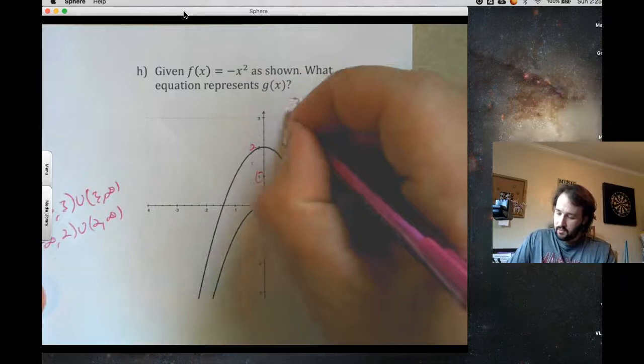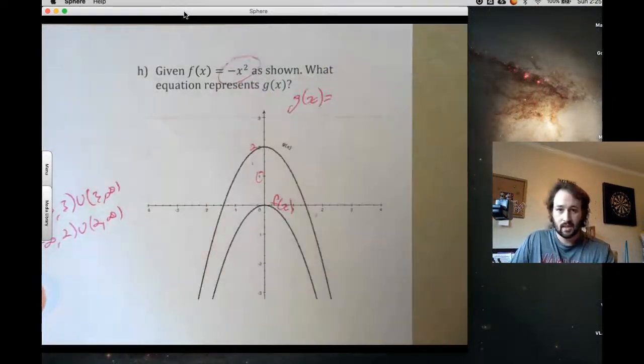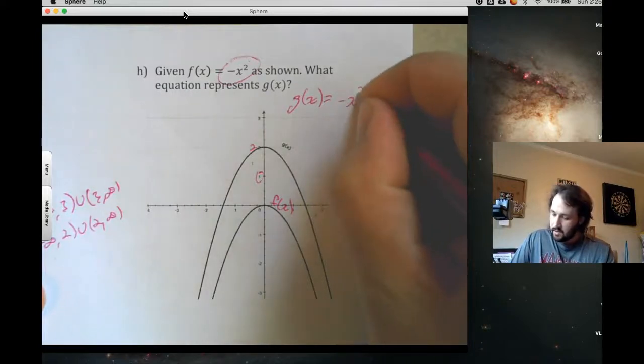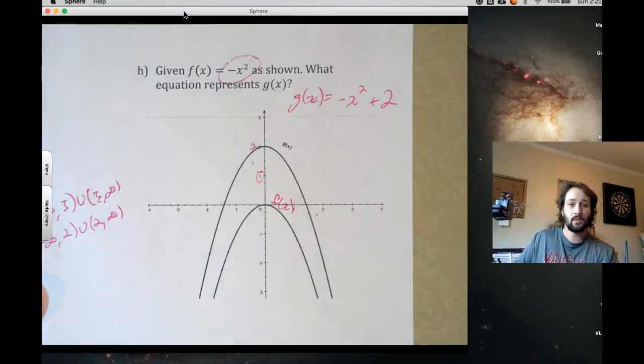So all you're going to say for questions like this is g of x equals, take your function that they give you, so negative x squared. Since it moved up 2, that's going to go on the outside, so plus 2 will move it up 2.